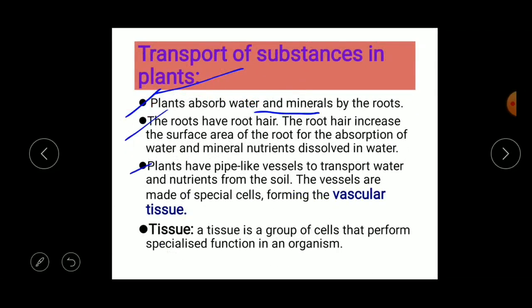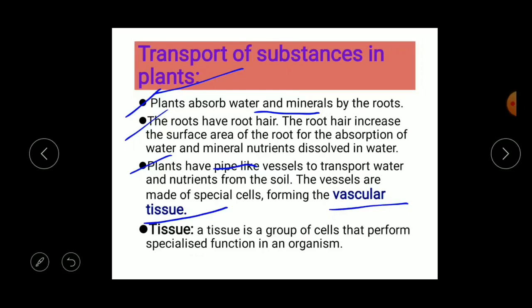Children, plants have pipe-like vessels to transport water and nutrients from the soil. The vessels are made of special cells forming the vascular tissue. Once the root absorbs the water and minerals from the soil, they are transported to other parts of the plant through these pipe-like vessels, the special kind of tissues called the vascular tissues.